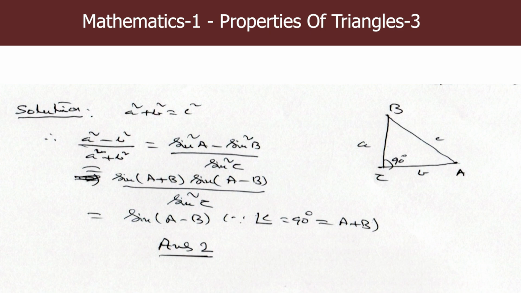And sin²A − sin²B is sin(A + B) sin(A − B), divided by sin²C. So which is nothing but sin(A − B), since C is equal to 90 degrees, which is A + B. So therefore, the correct answer is option number 2.